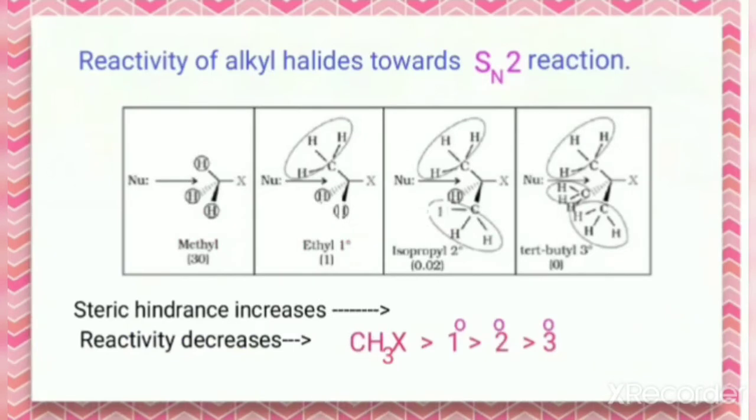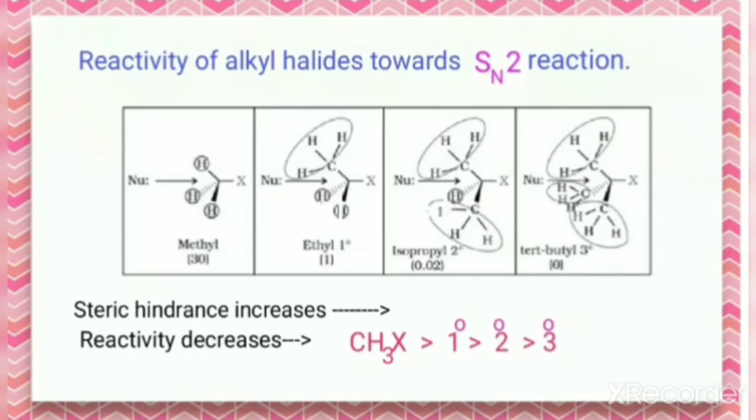Reactivity of alkyl halides towards SN2 reaction. Here, alkyl halides are given. In the first case, that is methyl halide. The second one is 1 degree. Next 2 degree, 3 degree. So here methyl halide, 1 degree, 2 degree, 3 degree, that is primary, secondary, tertiary halides are shown here.